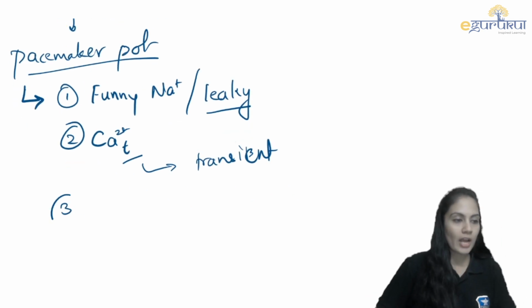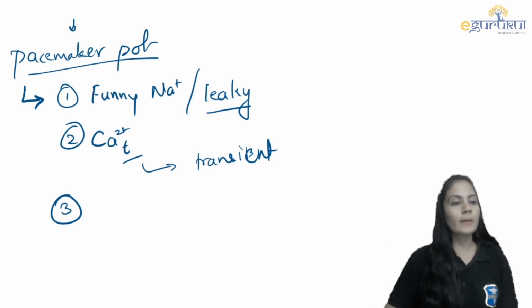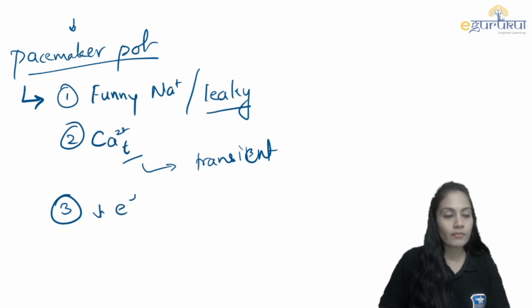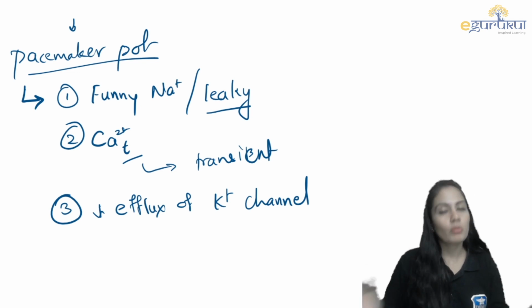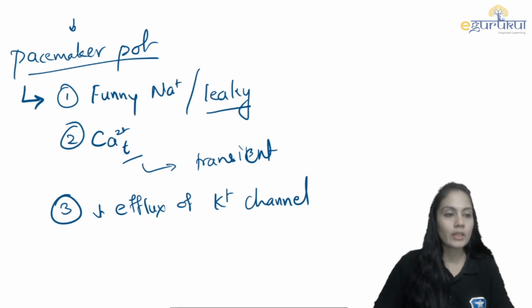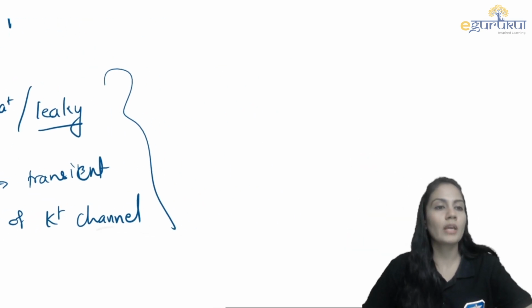And the third thing which happens in this non-stable or fluctuating RMP is the decrease in the efflux of potassium. The potassium channels start to close, and that's why the efflux is going to decrease. So these are the three reasons why the RMP keeps going upward towards the threshold.